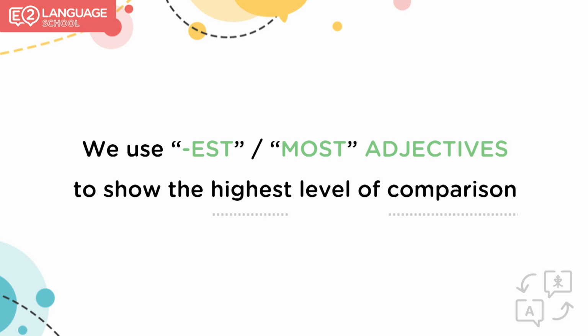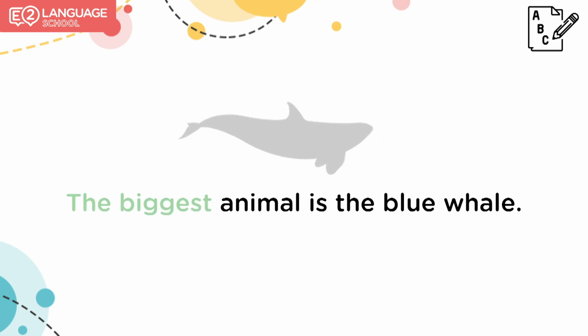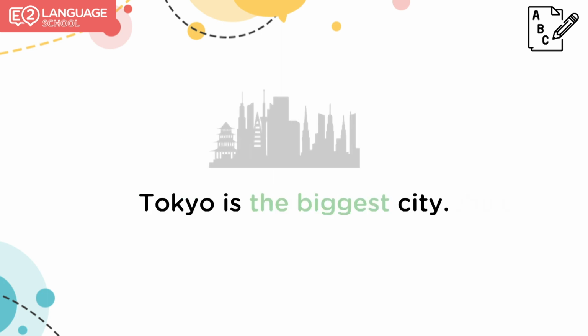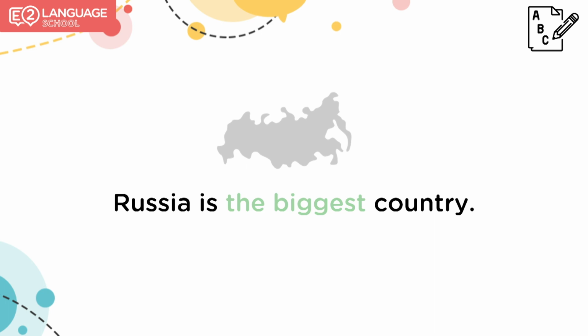So let's take a look at some example sentences. The biggest animal in the world is the blue whale. Tokyo is the biggest city. Russia is the biggest country.